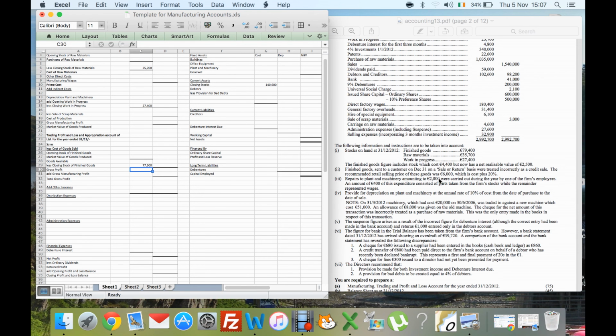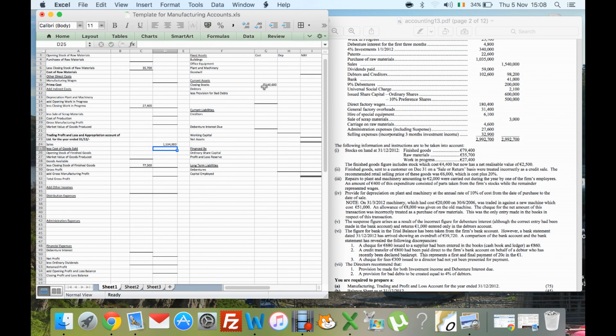The recommended retail price of those goods was £6,000, which was cost plus 20%. So that means I would have added £6,000 onto sales, so that shouldn't be included. So I'm going to take that away from sales. Sales is 1,540 up there. So sales here is going to be 1,540 minus the £6,000.